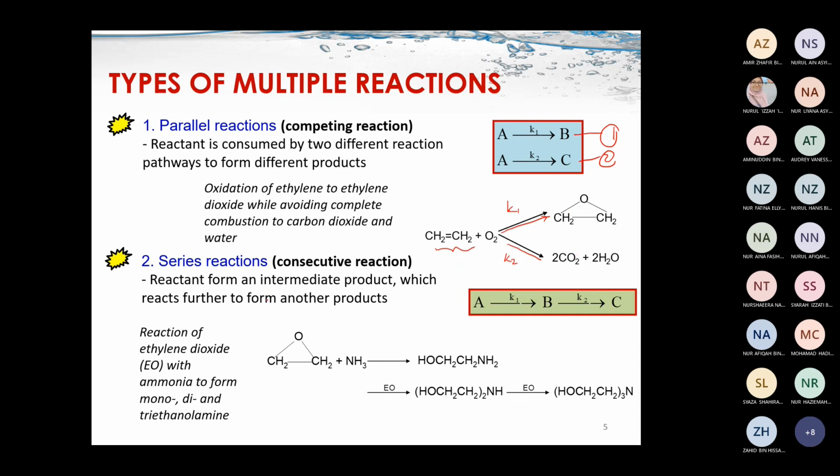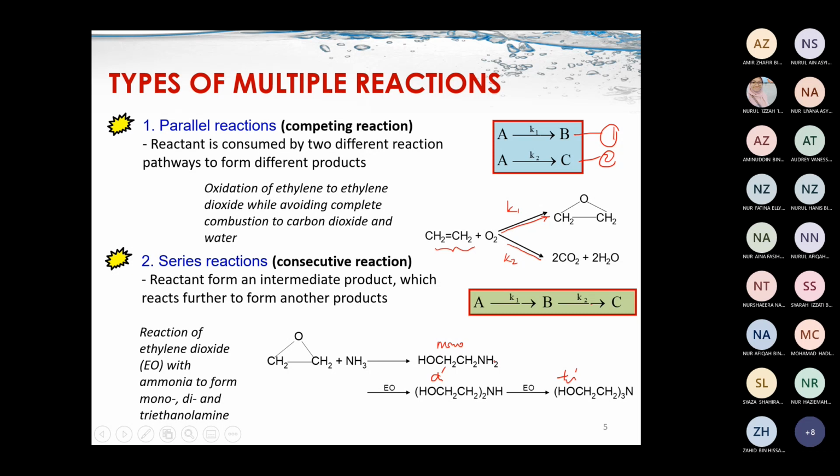Okay, and then we have a series reaction, which is a consecutive reaction. A reactant forms an intermediate product, which reacts further to form another product. So for example, A to B to C. For example, the reaction of ethylene oxide with ammonia to form a mono, this is mono, and this is a di, and this is a tri, triethanolamine. So this is a series.